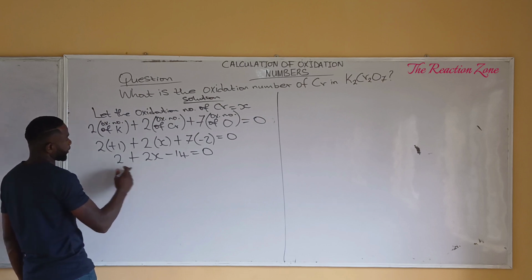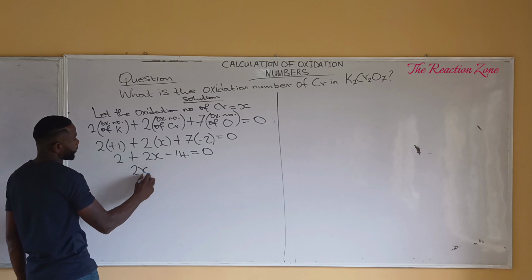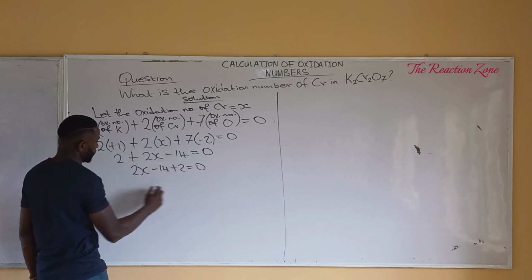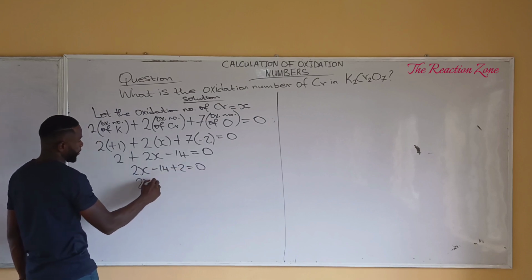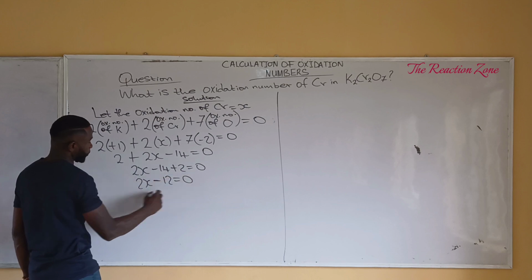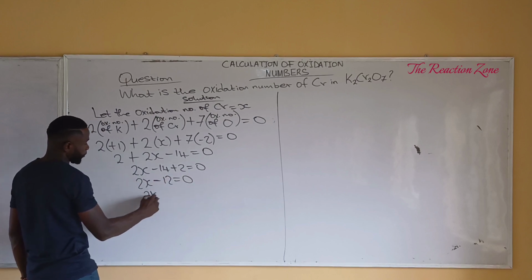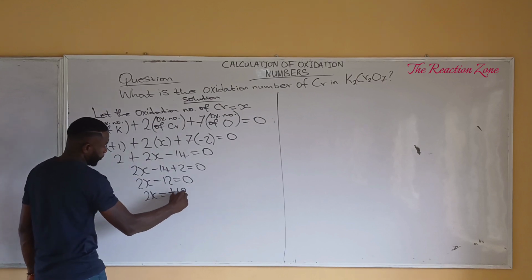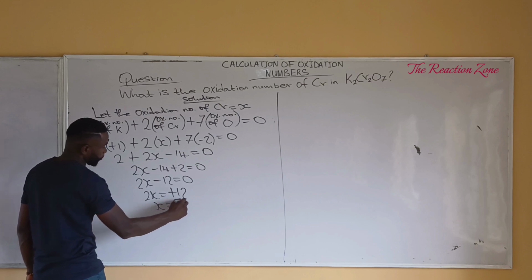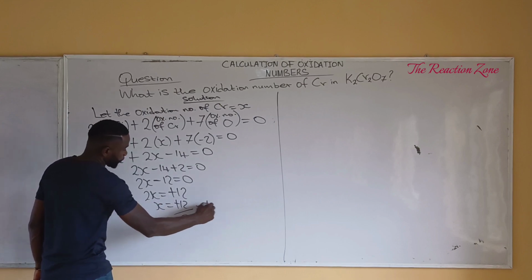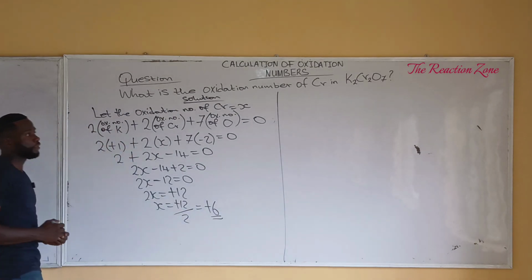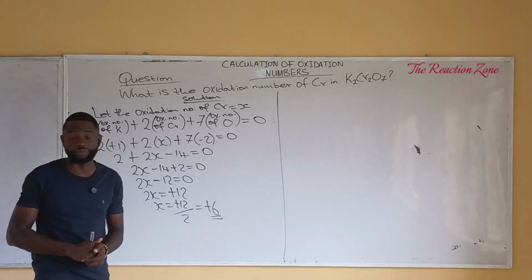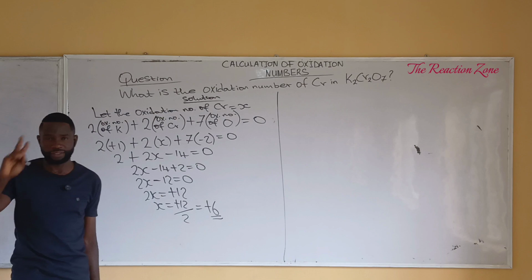And then if you collect like terms, this is 2x minus 14 plus 2 will be equal to 0. 2x minus 12 will be equal to 0. And 2x will be equal to, when this goes to the other side, it becomes plus 12. And x will be plus 12 divided by 2, which is going to give us plus 6. So this tells us that the oxidation number of chromium in K2Cr2O7 is plus 6.